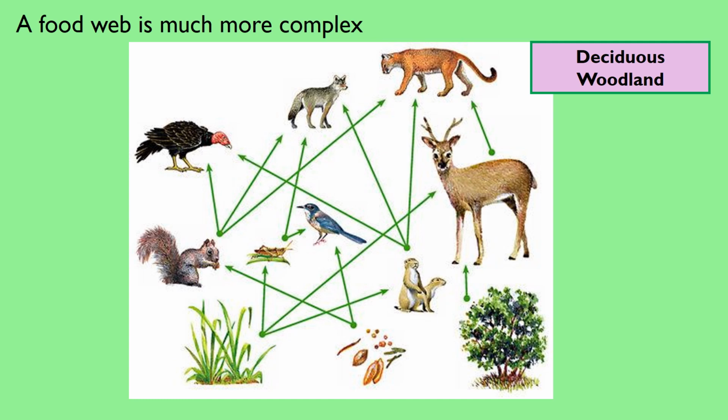Obviously, the arrows can move directly from the producer to the apex predator, to the tertiary consumer, or they could just go in stages. So some animals are obviously omnivores, some animals are just herbivores. So there's lots and lots of interrelationships within a food web.